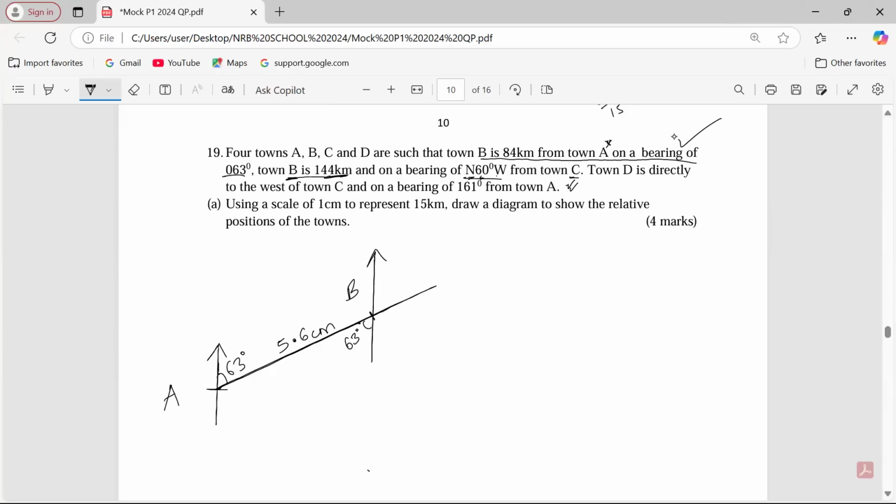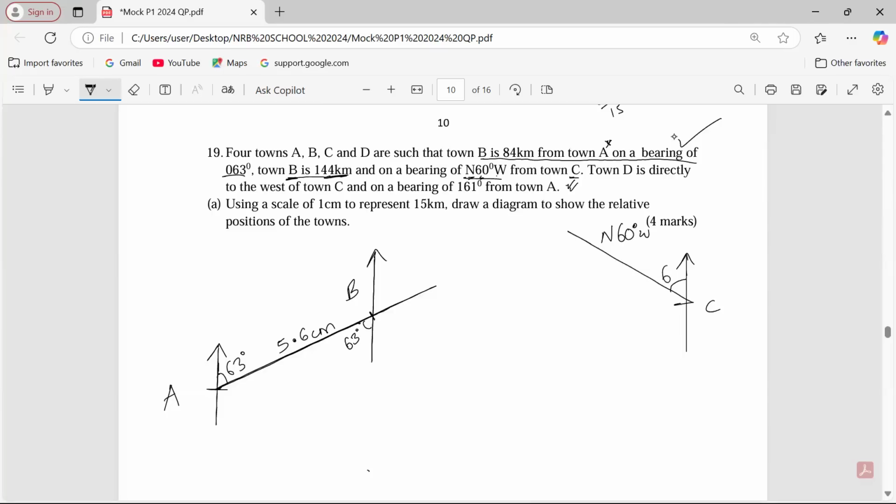you draw C and B separately now. So this is C. And how do you access B from C? You access B from C by measuring 144 kilometers on a bearing of 60 from north towards the west. When you hear north 60 towards west, it means you stand at north and you measure 60 in the direction of west. So like that.